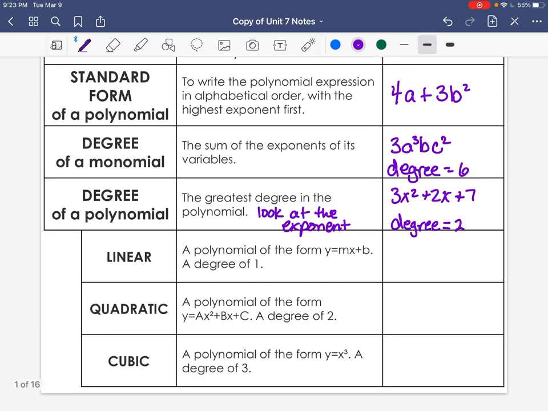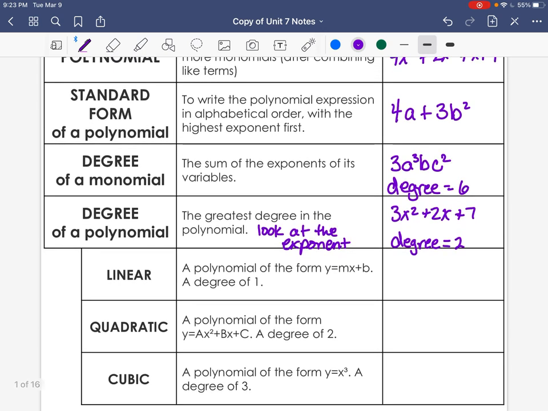Then we get into some specific names for the degree of a polynomial. So that's why these are kind of set in like this, indented, because they actually go along with degree of polynomial. So if you have a polynomial in the form of y equals mx plus b, then that's going to be the degree of 1. Notice the x right here, it would be like it had an exponent of 1. In fact, everything in this polynomial has the exponent of 1. Now, linear, this should make sense to you because you know this is the equation of a line. So that's why it's called a linear polynomial.